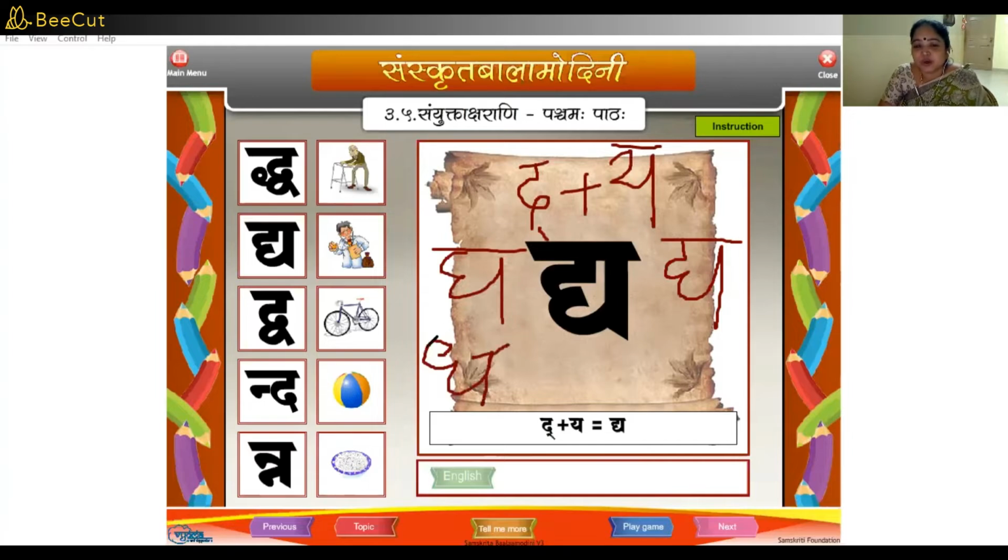If you curve it inside a little bit and the line is only for this vertical line, it is dha. Without this small circle, it is ga. And along with this ga, a small line, then it becomes dya.